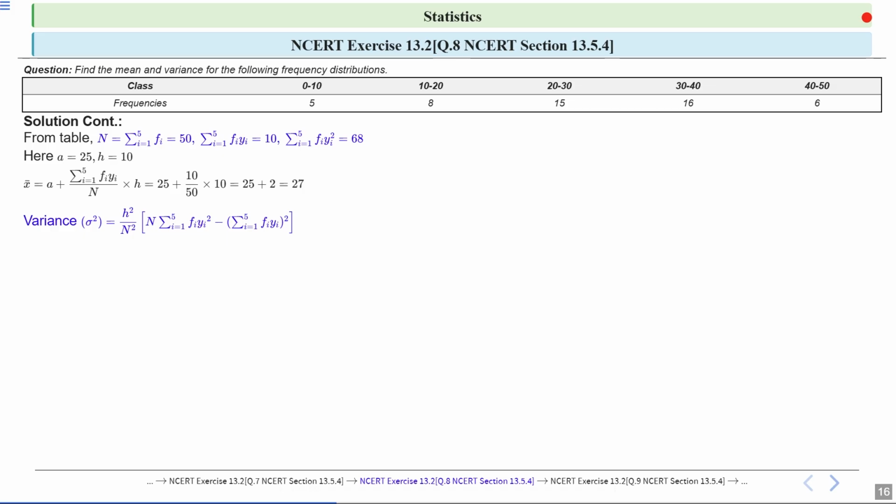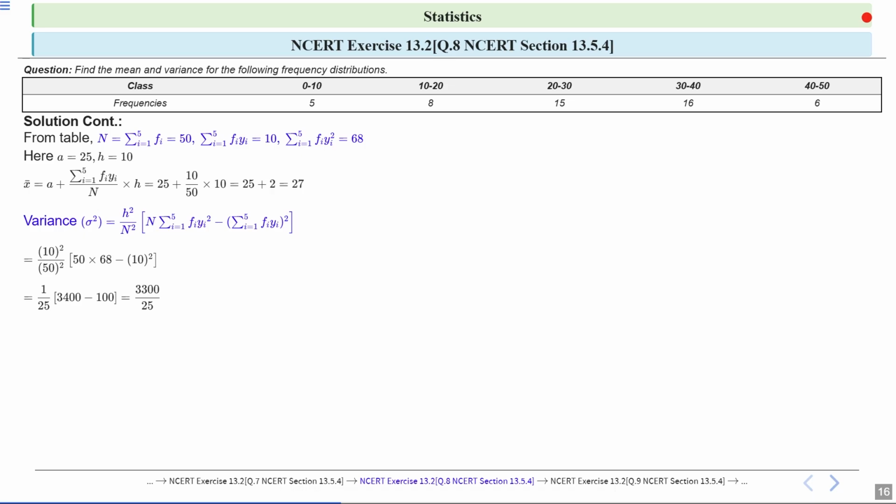Now we will find the variance. The formula for variance using step deviation is variance sigma squared equal to h squared divided by n squared times n times summation from i equal to 1 to 5 of fi times yi square minus summation of fi times yi whole square. Let's substitute our values into the formula. So we have variance equal to 10 square divided by 50 square times 50 times 68 minus 10 square.